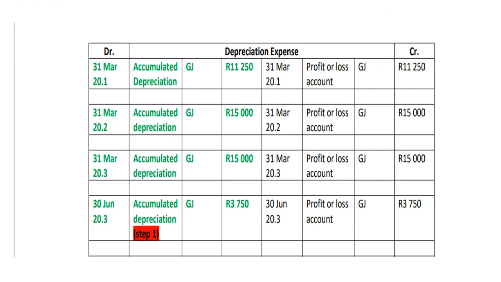So you go to the debit side of the depreciation expense. Year 1, which is 31st March 20.1, how much was it? It was 11,250. Year 2, which is 31st March 20.2, how much was our depreciation expense? Was 15,000. Year 3, which is 31st March 20.3, our depreciation was how much? 15,000. 30 June 20.3, which is the date of disposing this machinery, our depreciation was how much? Was 3,750. So already we've transferred all this to the depreciation expense account.